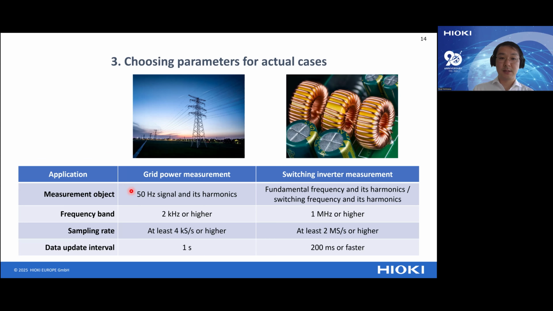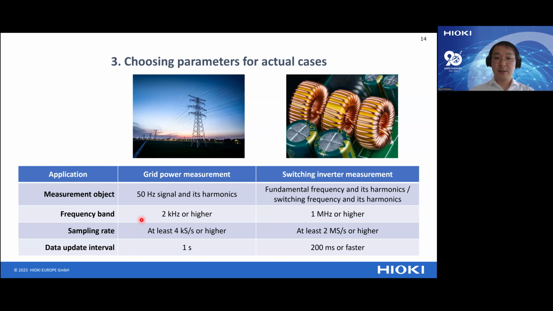Which means a frequency band of at least 2 kHz, because the 50 Hz signal multiplied by 40 is 2000, so 2 kHz. A 2 kHz frequency band is required for this measurement.